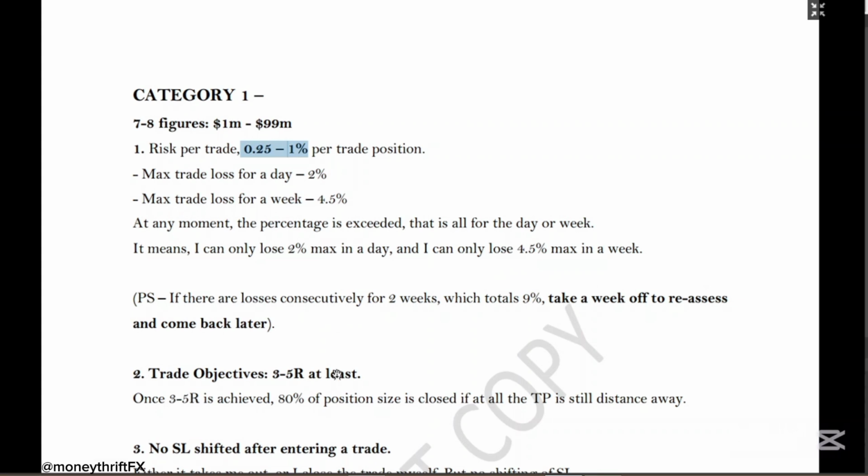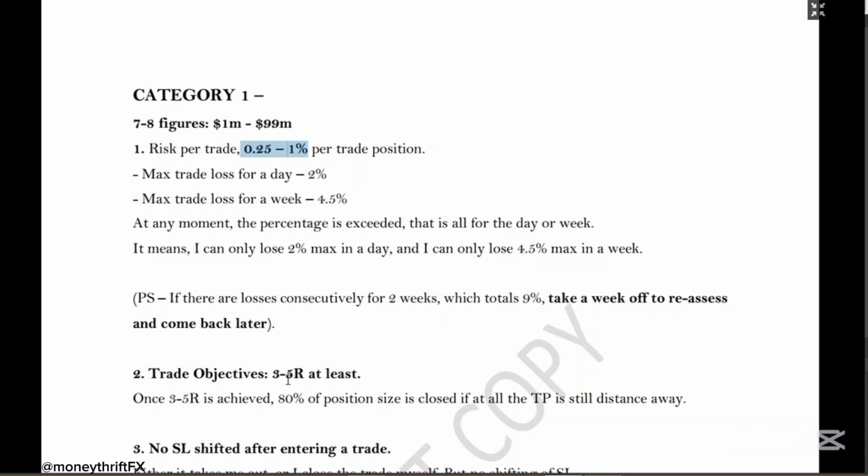So trade objective: 3 to 5 times your risk at least. That means once we get 3 to 5 times our risk on that trade, so let's say our risk is $10, once we get $50 profit or $30 profit, we should close 80% of our position, if your TP is still far. Closing 80% of your position means that, for example, if you open one lot size, 80% of your position is 0.8 lot size.